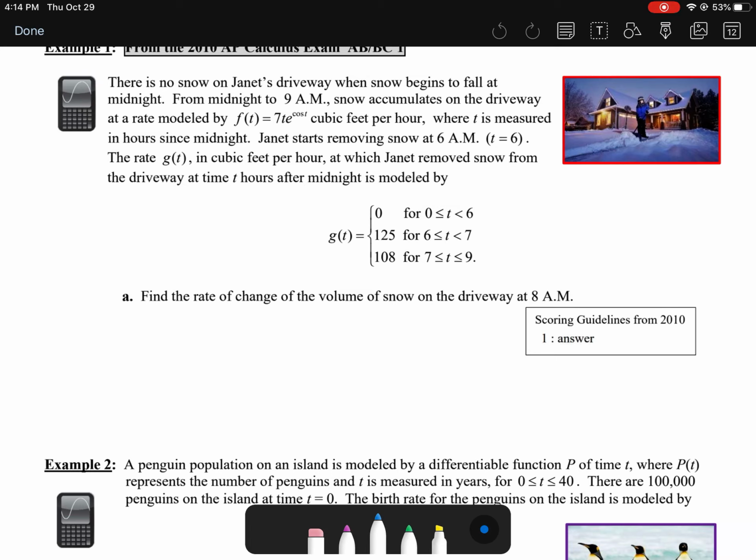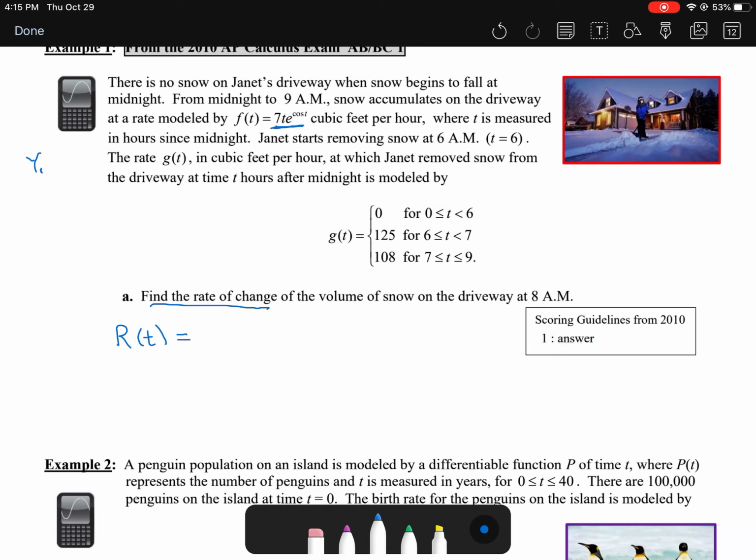Okay, so even though this is just a part A question, I want to go ahead, because this is going to be a good habit for the AP exam, so I want you to put this equation here in your y1 for your calculator. Okay? So now, I'm going to go ahead and answer the question. And I can't put g of t in there because we have 3 different values. So, find the rate of change of the volume of the snow on the driveway at 8 a.m. So my keyword here is find the rate of change of the volume.